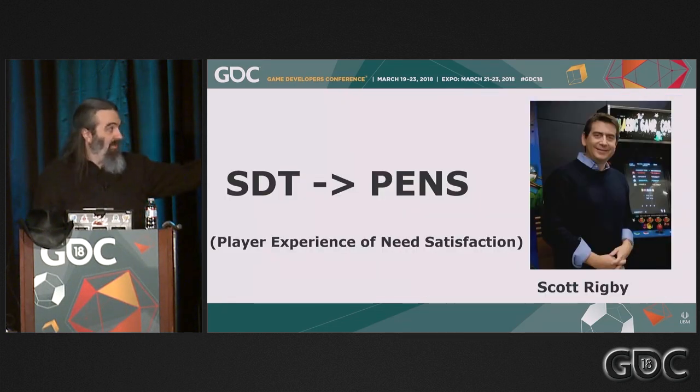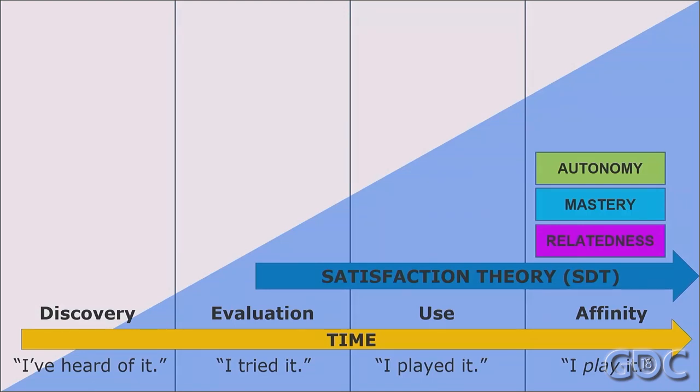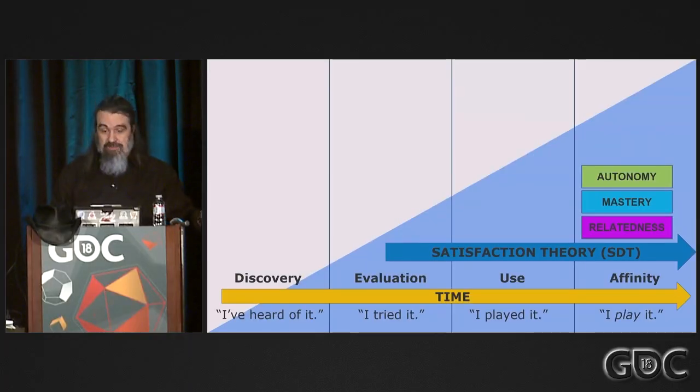Fortunately, this guy, Scott Rigby, and Immersive as a group, translated this into game terms, which is PENS. So this does a great job of predicting what games you will stick around for and whether or not you will buy the sequel. Does your game satisfy autonomy, mastery, and relatedness?